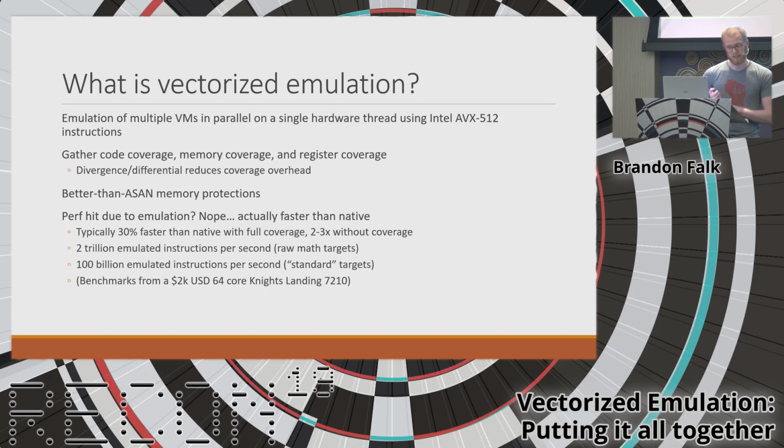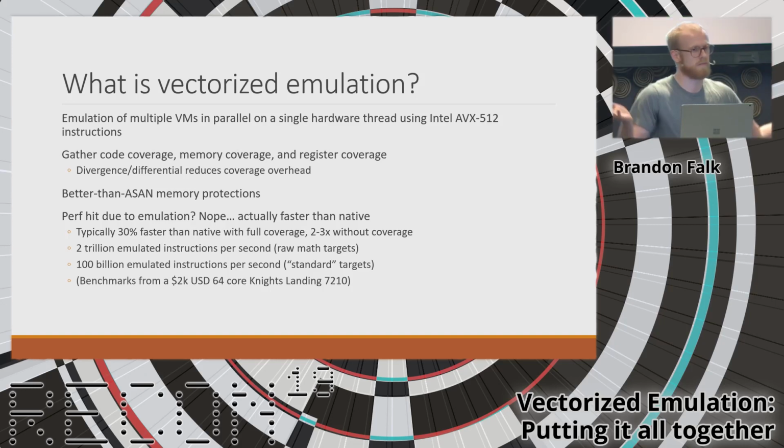I have better than ASAN memory protections, which is basically byte-level granularity. Every single byte has its own byte of permissions, so I'm able to have a single byte not be readable in the middle of nowhere. The only reason I say that's better than ASAN is ASAN can't punch a hole in an arbitrary spot, so it's not that much better than ASAN.